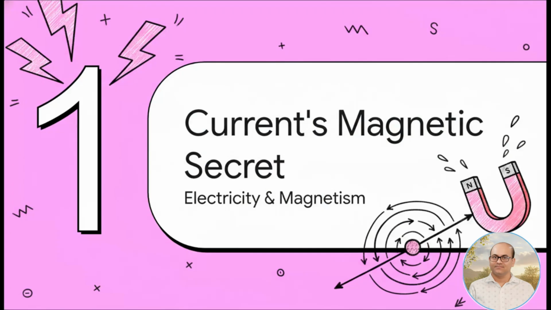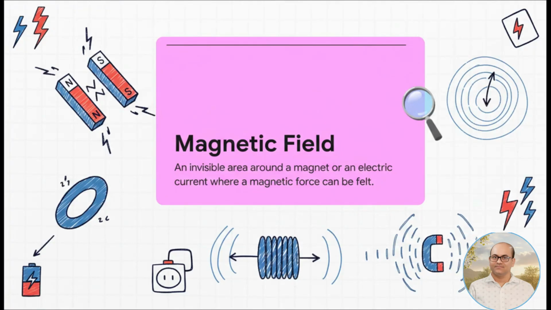Let's find out. Okay, let's dive into our first section where we will uncover the most fundamental connection between electricity and magnetism. This relationship, students, is the key to everything. First, we must define our key term. So what is a magnetic field? It is simply the region of influence of a magnetic force. Think of it as an invisible area around a magnet.